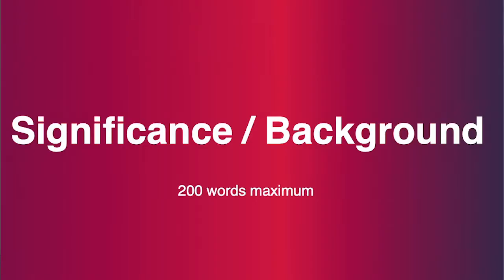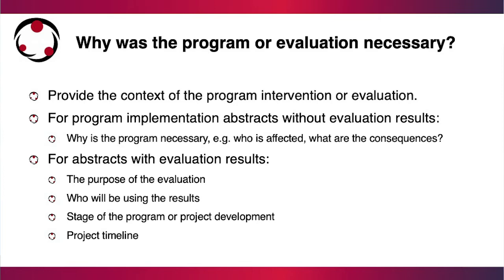Now, let us discuss what should be in the significance or background section. Remember to stick to the word limit in each section. In this case, that is no more than 200 words. In this section of the abstract, you should ensure you clearly describe why your program or evaluation was necessary. What is known about the research, but equally importantly, what gaps remain in our knowledge? What are the limitations of previous research that are so important that more research was necessary? How does your study fill those gaps?